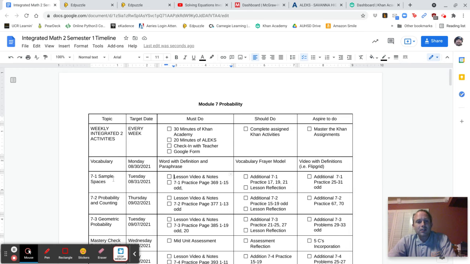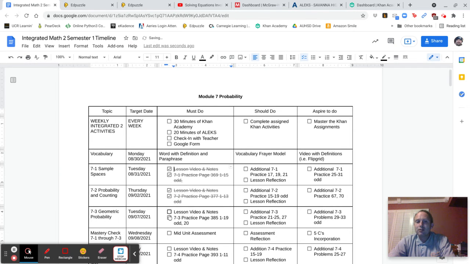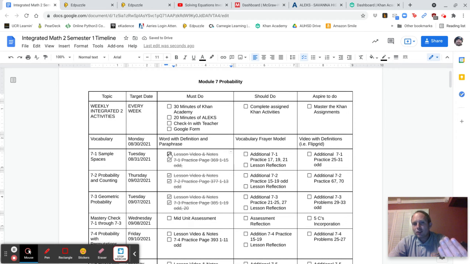Now, looking at this, we see that each one's kind of like the same thing. We have lesson video notes, then we have 7-1 practice. The lesson video and notes are going to be on Edpuzzle. The practice is going to be through the textbook. Students must show that they have completed each one of these in order to take the mid-unit assessment.